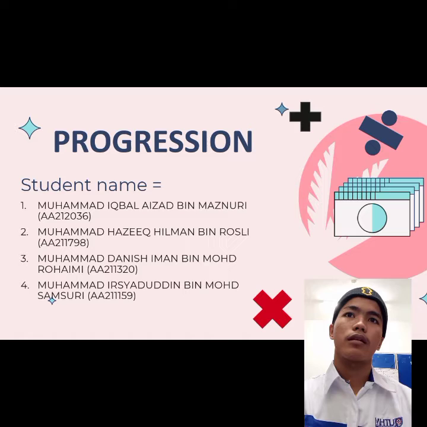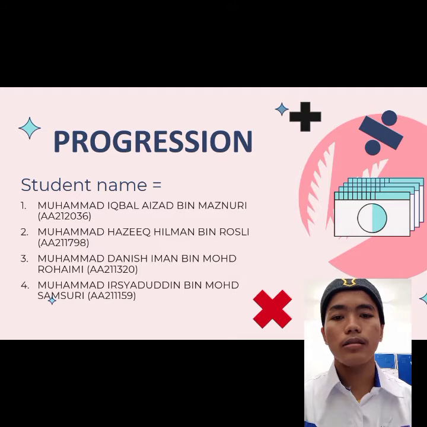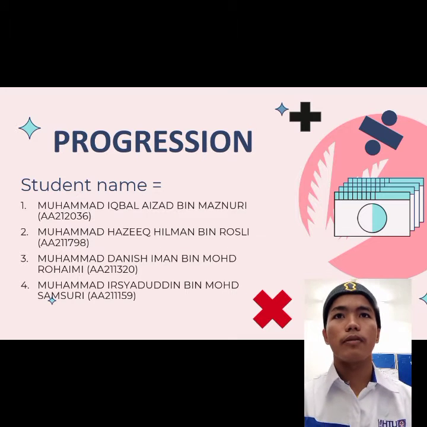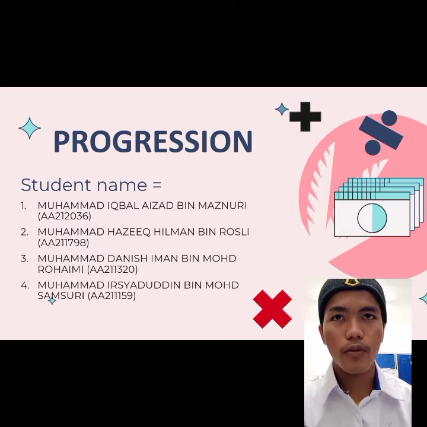We can look at the names we have in the group. My name is Muhammad Iqbal Aizat bin Masnuri and my members are Muhammad Haziq Ilman bin Rusli, Muhammad Danish Iman bin Muhammad Rahimi and Muhammad Ishaduddin bin Samsuli.